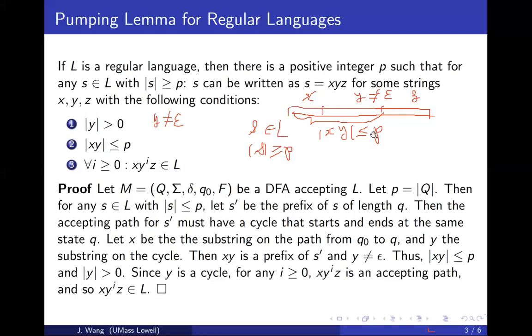And then you can pump y. Now this is very important. That's where the name pumping comes from. We can pump y up or pump y down. So i could be 0. When i is 0, we remove y, and the resulting string is xz. The other ones will be x followed by any number of copies of y, followed by z, that is x y to the i z.